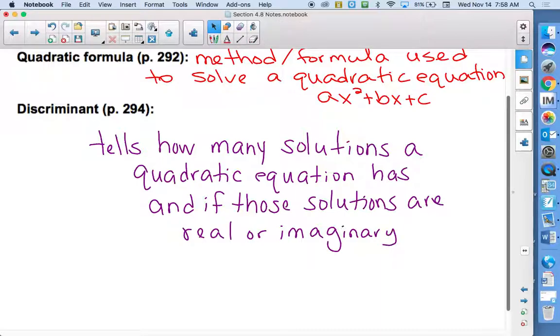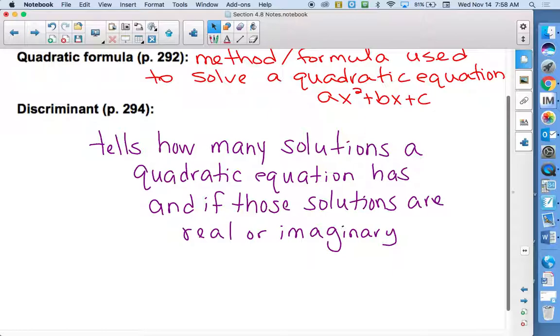So the discriminant, by finding this value, we would know if we have two real solutions, or two imaginary solutions, or if we would only have one real solution. So those would be our options, either two real, two imaginary, or one real solution. And by finding this discriminant and using that number without even looking at a graph of a parabola, it would explain how many answers the equation has.